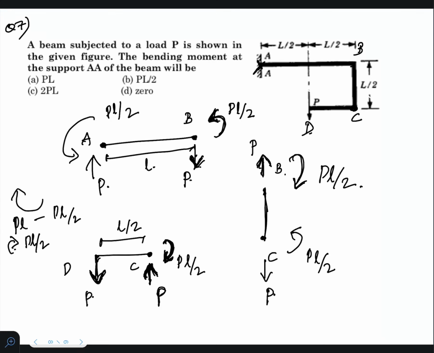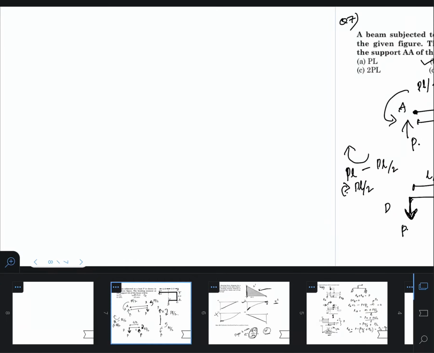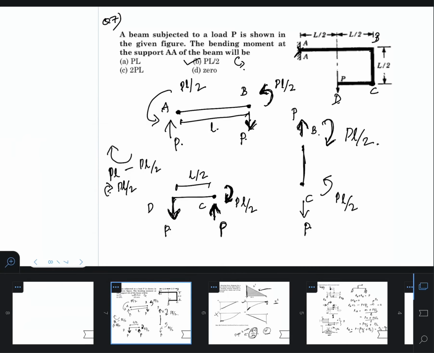So our answer will be, the bending moment at support A of the beam will be PL by 2. This is in the anti-clockwise direction. So that is our correct answer. So that is it. Now that is done. I hope everything is clear. So these are the 7 questions.